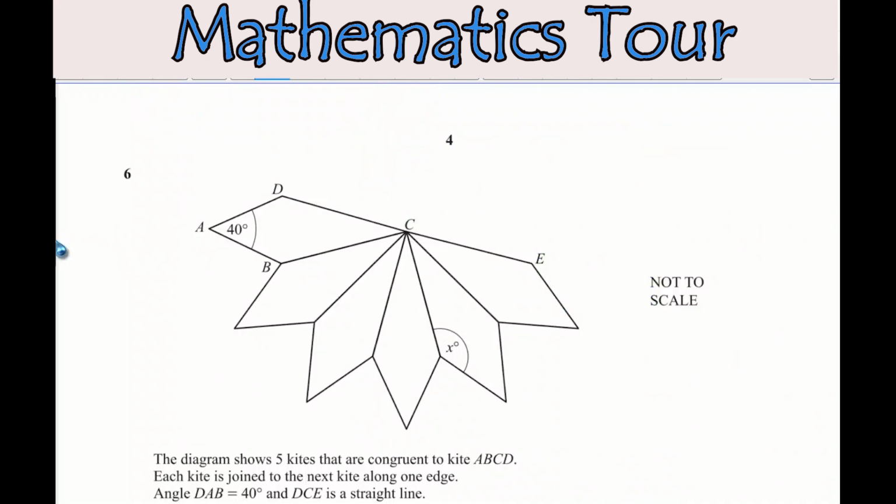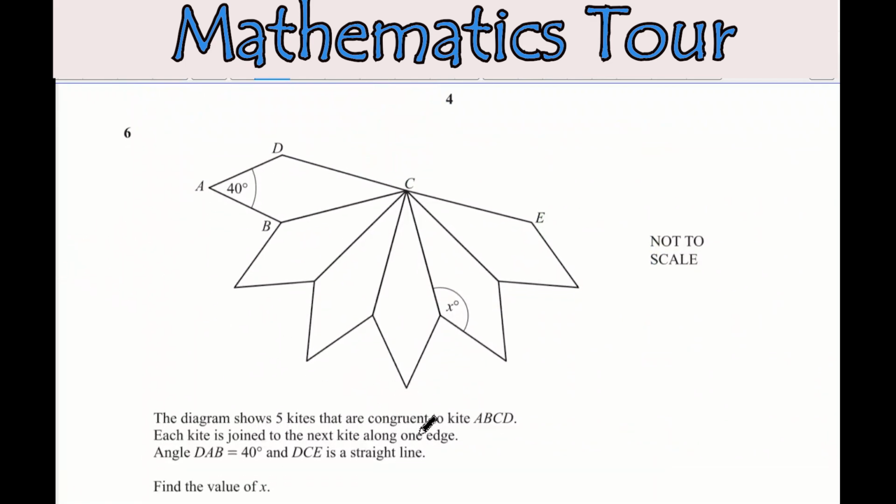Question 6. The diagram shows 5 kites that are congruent to kite ABCD. Each kite is joined to the next kite along one edge. Angle DAB equals 40 degrees and DCE is a straight line. Find the value of x. Since they are congruent, x will be here, here, here, and here. So it means they are equal. So that is the implication.